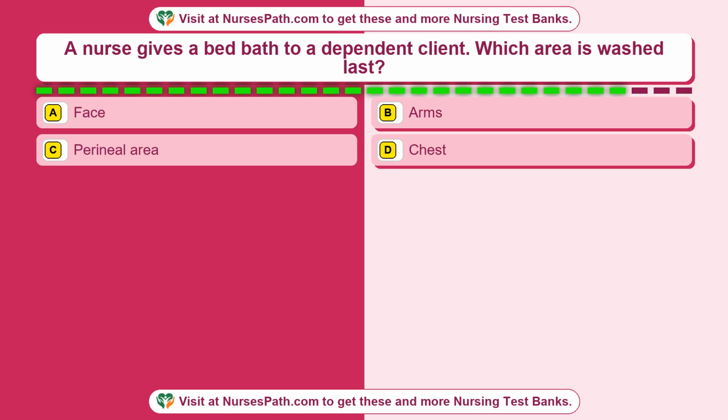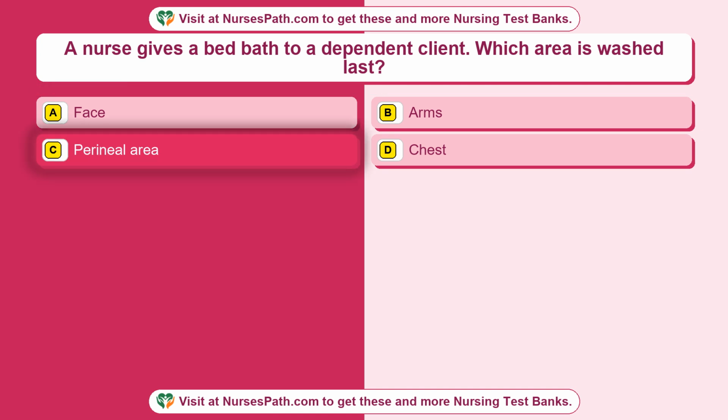Question 14. A nurse gives a bed bath to a dependent client. Which area is washed last? Option A, face. Option B, arms. Option C, perineal area. Option D, chest. The correct answer is option C, perineal area.